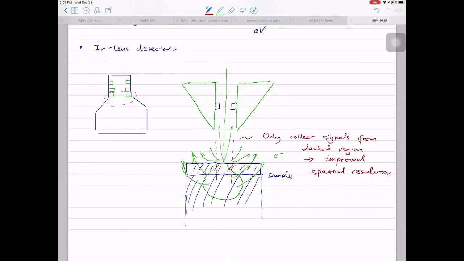Any questions about the in-lens detectors? So you said that they're located in the lens. Is it the objective lens, or what lenses are we talking about? That's a good question. They are located within the objective lens. Okay, thank you. Any other questions?